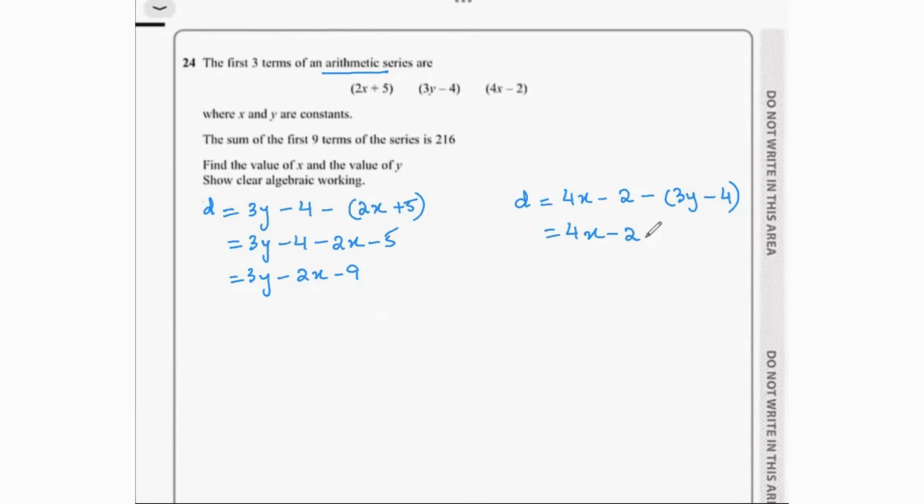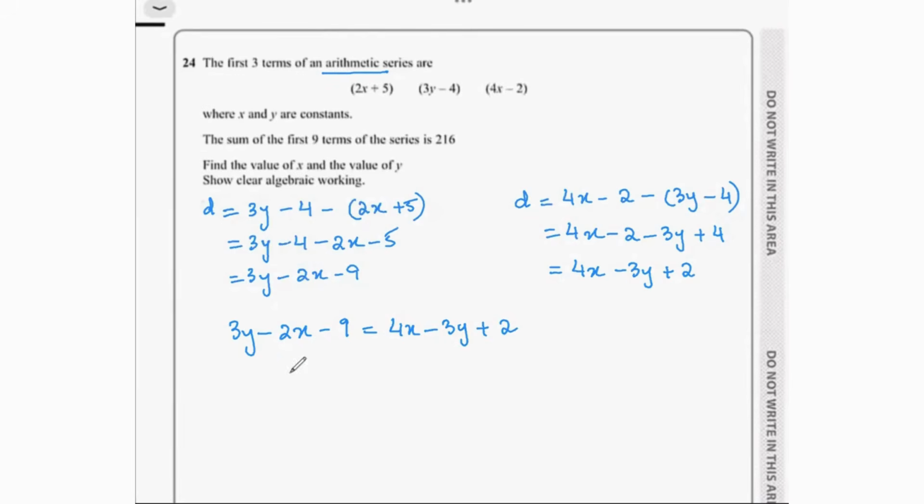4x minus 2 minus 3y plus 4. That's going to be 4x minus 3y plus 2. Since both the differences are the same, we can put the equations equal to each other. 3y minus 2x minus 9 equals 4x minus 3y plus 2.